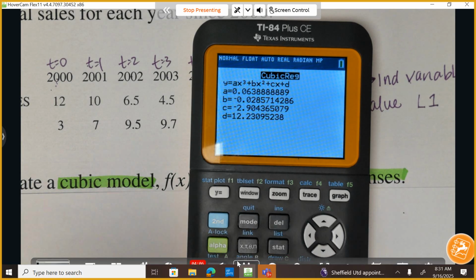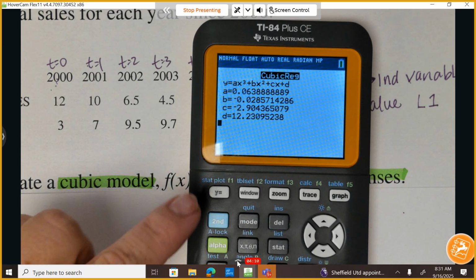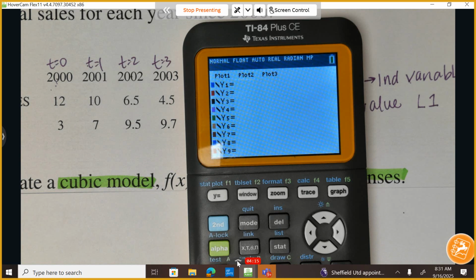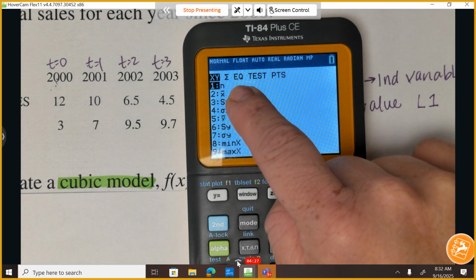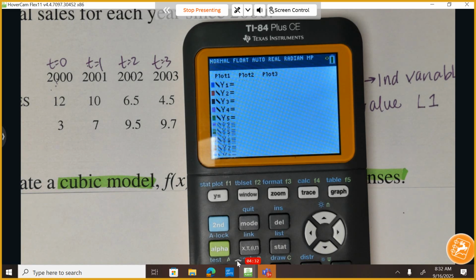We now are going to take this, and as if we were in a Word document, we're going to copy and paste it into an equation. So can everybody go to Y equals? How do we copy and paste this in? We learned how to do this in Unit 1 back in August. We're all going to go to VARS, and we're going to go down to Statistics, which is number 5. We're going to go across the top to EQ for equation, and we're going to press Enter.